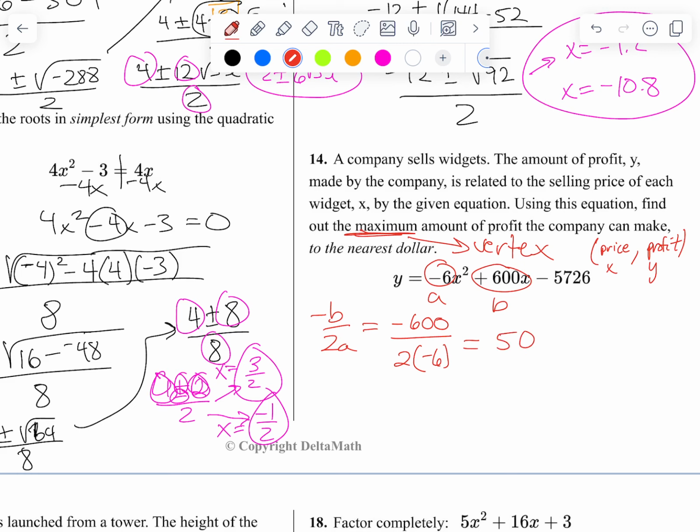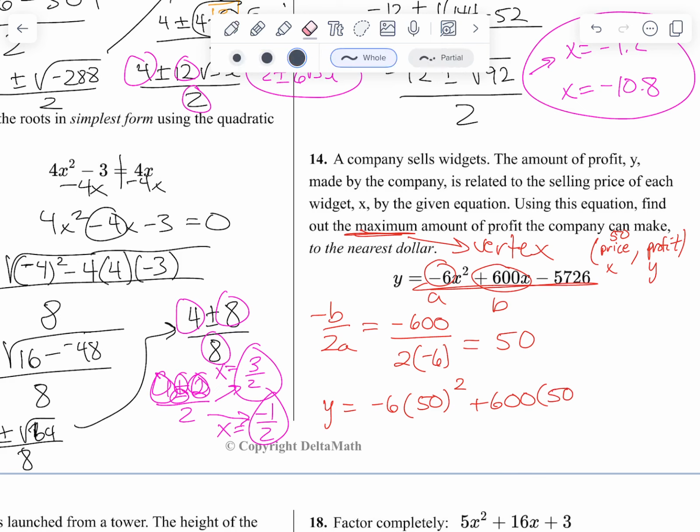So the price that I should charge is $50, but I want to know how much profit I make if I charge 50. So to figure that answer out, I just replace X with the number 50. So I'm taking this original equation and I'm just replacing X with 50. And once I do that, I have to plug that into Desmos and then get the answer. So here I go.